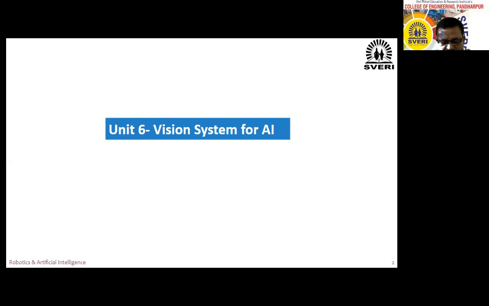Therefore, we know that in a robot or in an automatic guided vehicle, there are different forms of robot. We have seen service robots, mobile robots, the robot for the Mars mission, and the robot for the Chandrayaan mission. All these robots are equipped with different sensors. Sensors are nothing but the vision system. The vision system is used in the robot to identify the objects.